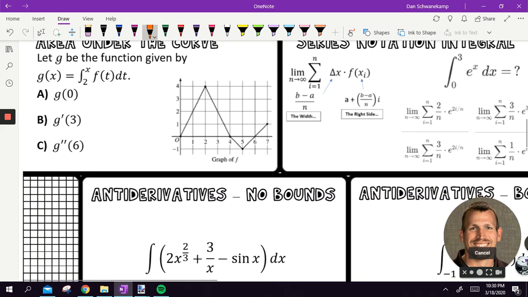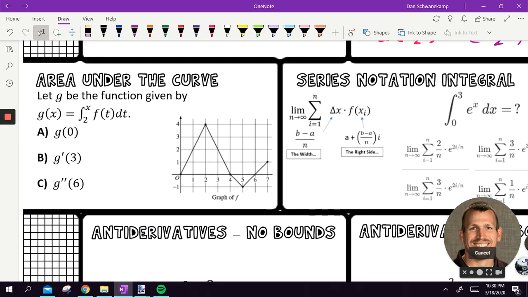Then we've got area under the curve. And so this one's easy. This is an f graph. G equals the integral from 2 to x of f of t. All right, so think about that. G is the antiderivative of f. So in other words, if I had f and I went backwards, I would get g. So we could call this a graph of g, or in other words, we could also call this a graph of g prime. G prime, that's a key here.